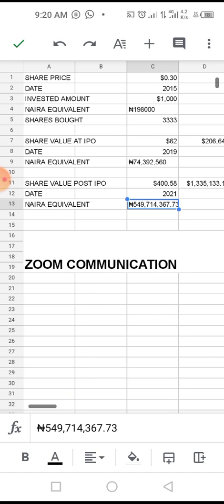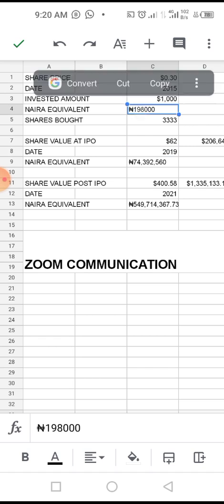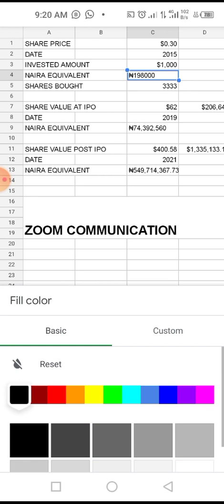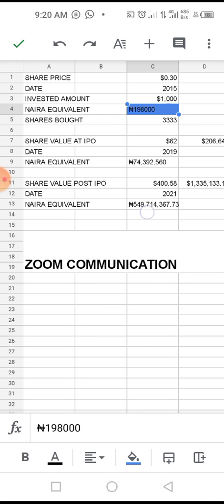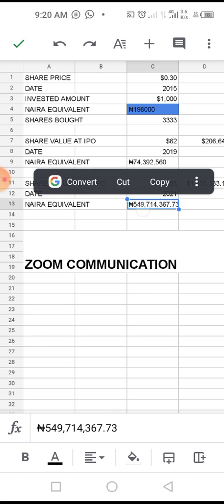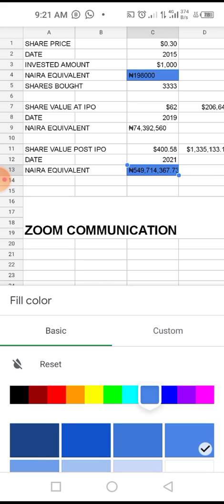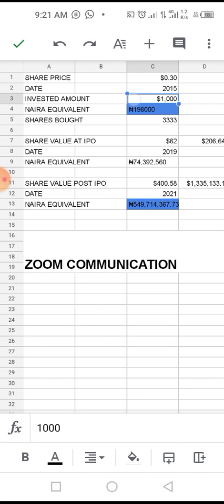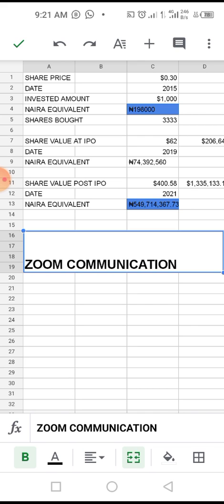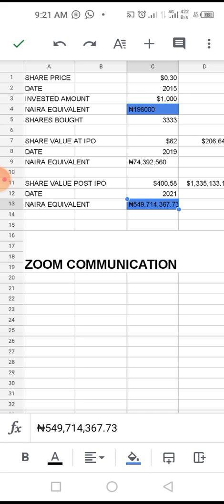Ladies and gentlemen, what I've just shown you is, let me highlight it, an investment of, let me see if I can make this a different color so that you can pay attention to the figures. So an investment of $1,000 in 2015 in Zoom, which was at that time 198,000 Naira, would be giving you as at today 549,714,367 Naira and 73 Kobo.